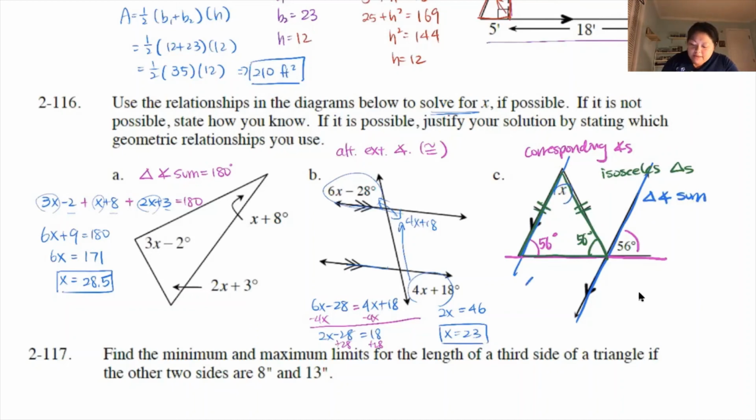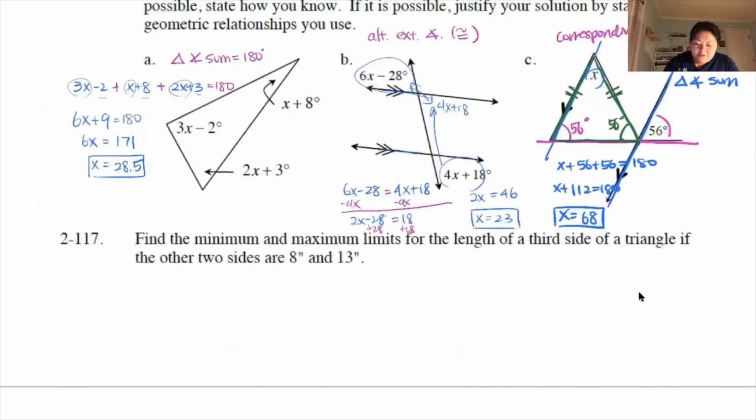So you have x plus 56 plus 56 must equal to 180. So that's x plus 112 equals 180. X must equal to 68. And that's it. That's how we solve for x.